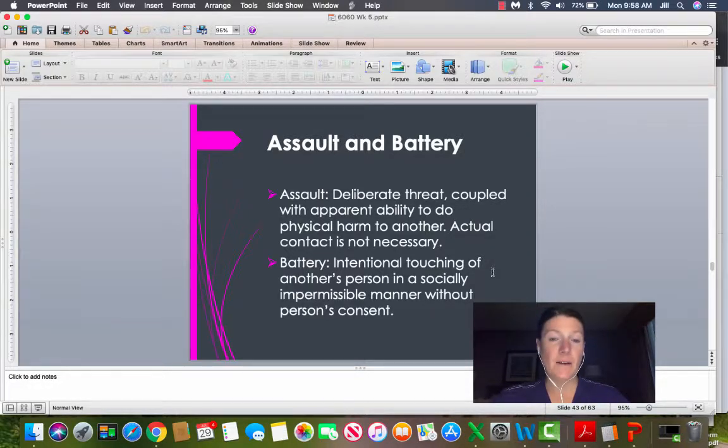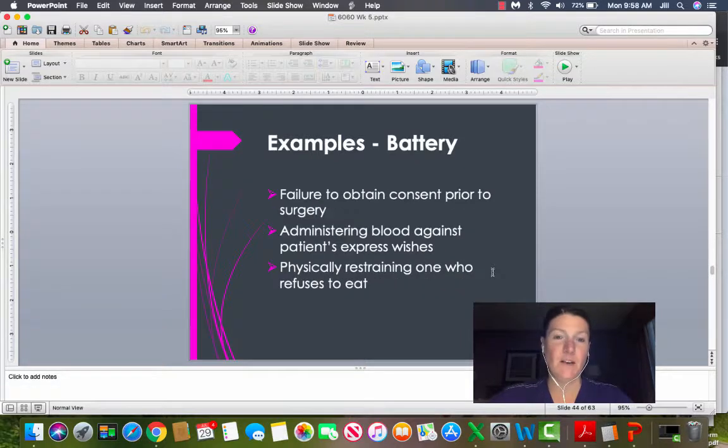On the flip side, battery is actual intentional touching of another person in some manner that's not appropriate without that person's consent. So if I were to walk up to someone and punch them in the face, that would be both assault and battery, because I may threaten them, hey, I'm going to punch you in the face, and then battery occurs when the action actually happens, which of course I would never punch anybody in the face, but it happens.